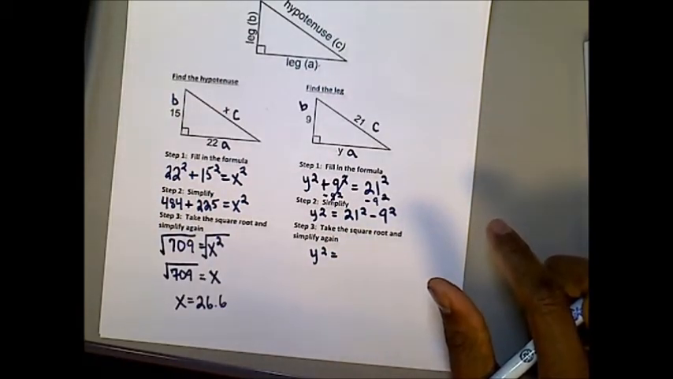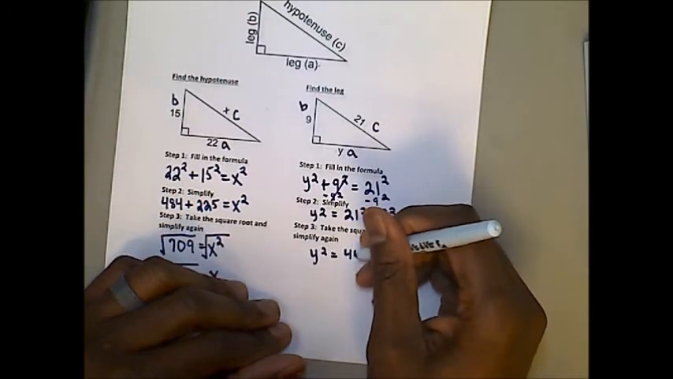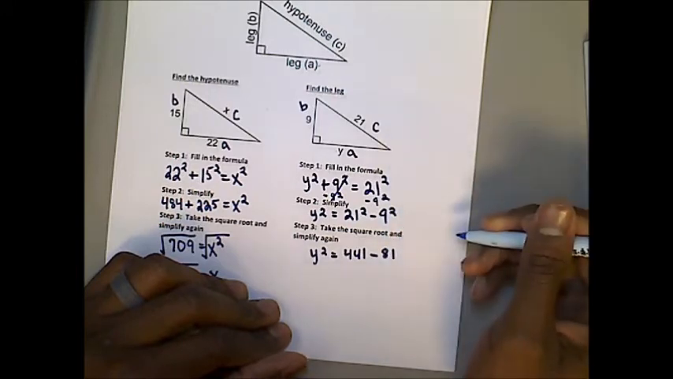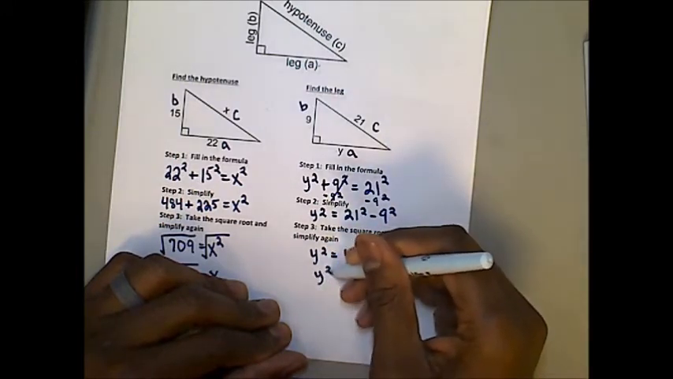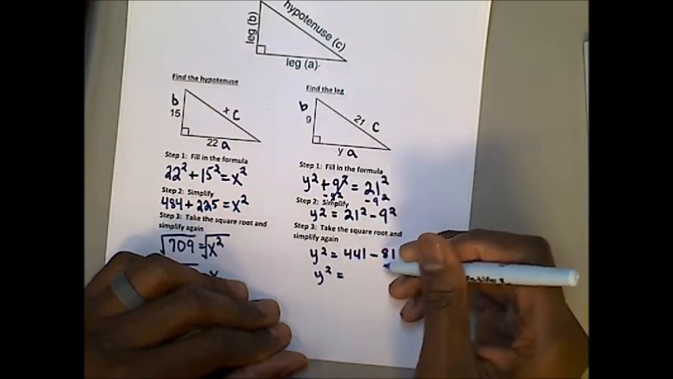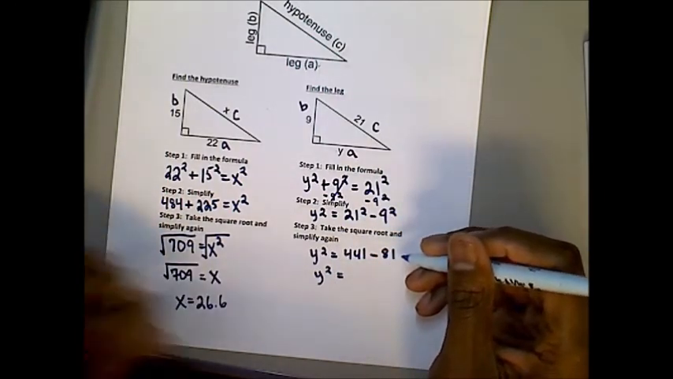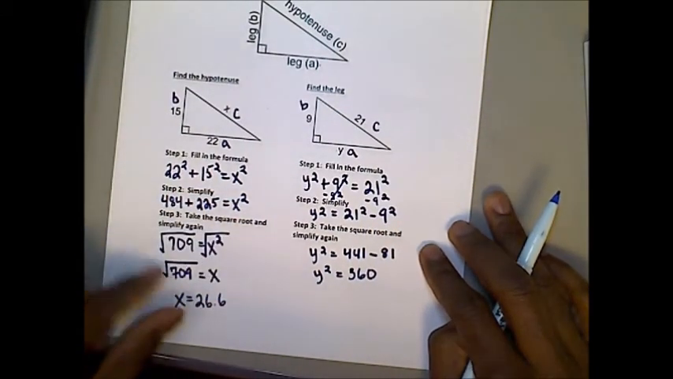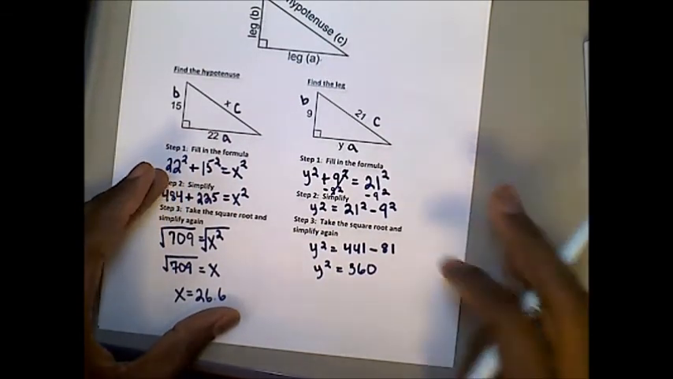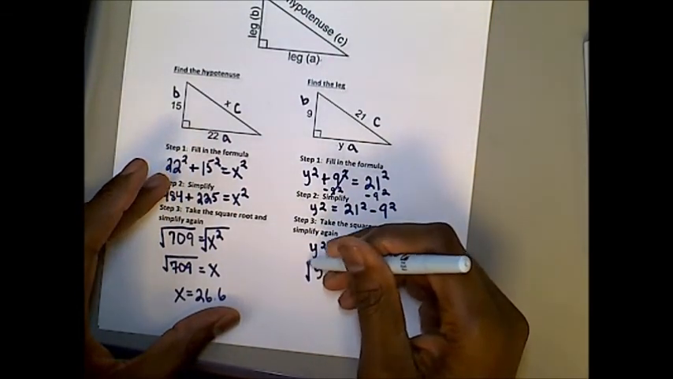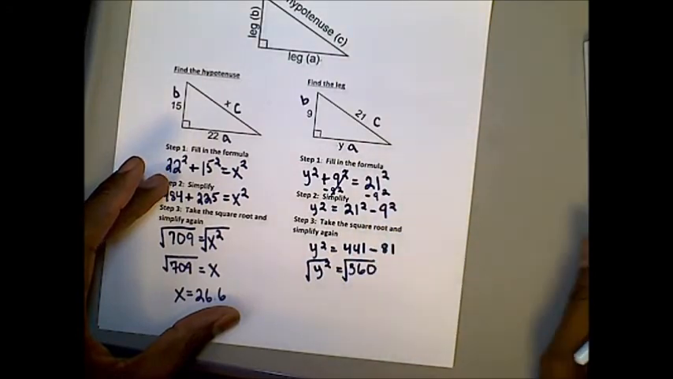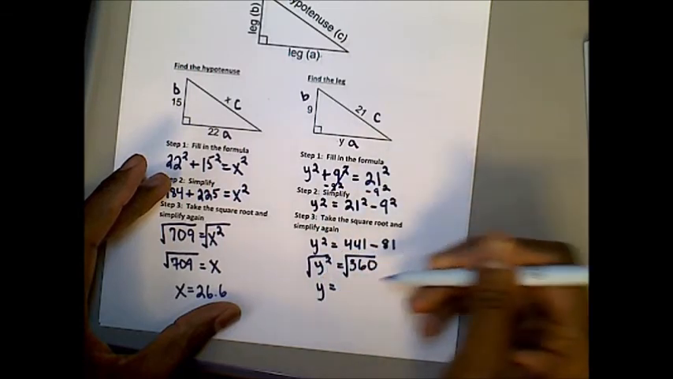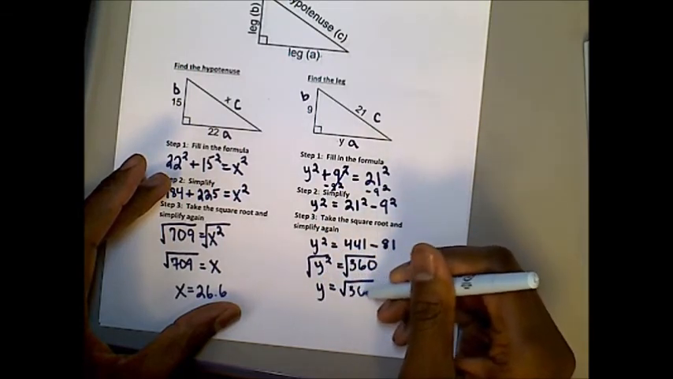So 21 squared is 441 minus 9 squared, which is 81. And then 441 minus 81 gives me 360. Okay. Now, just like we did in the previous example, we're going to take the square root of both sides. Okay, so the square root of y squared is y, which equals the square root of 360.